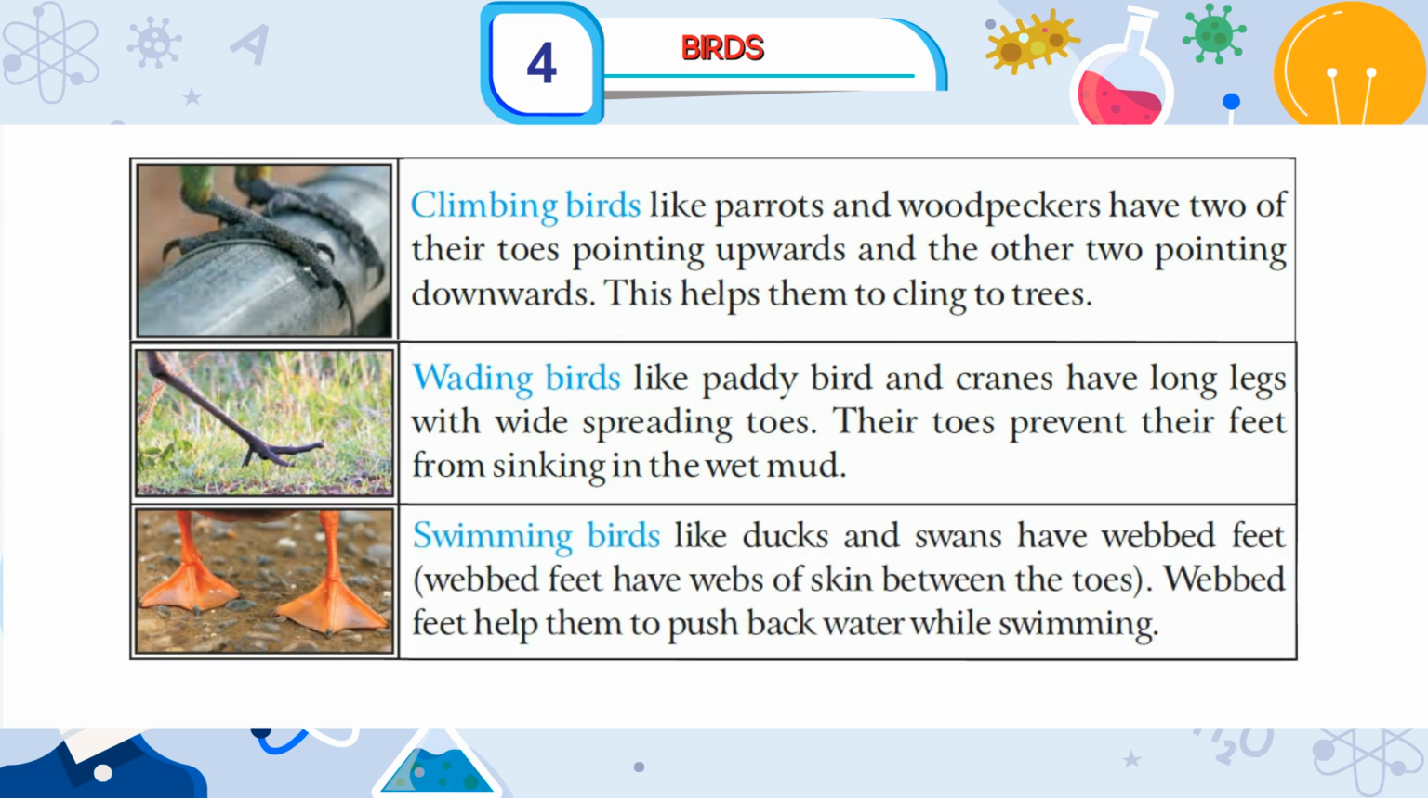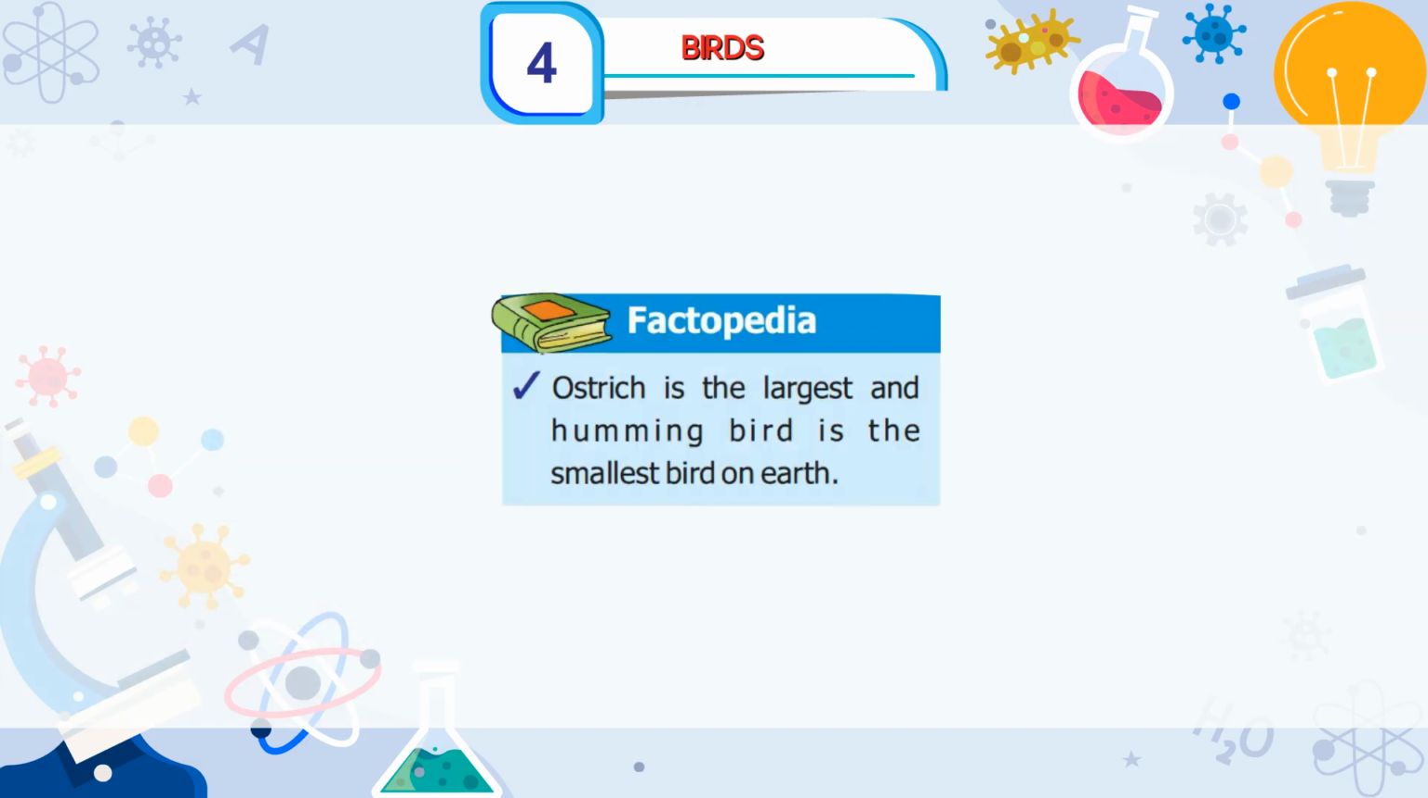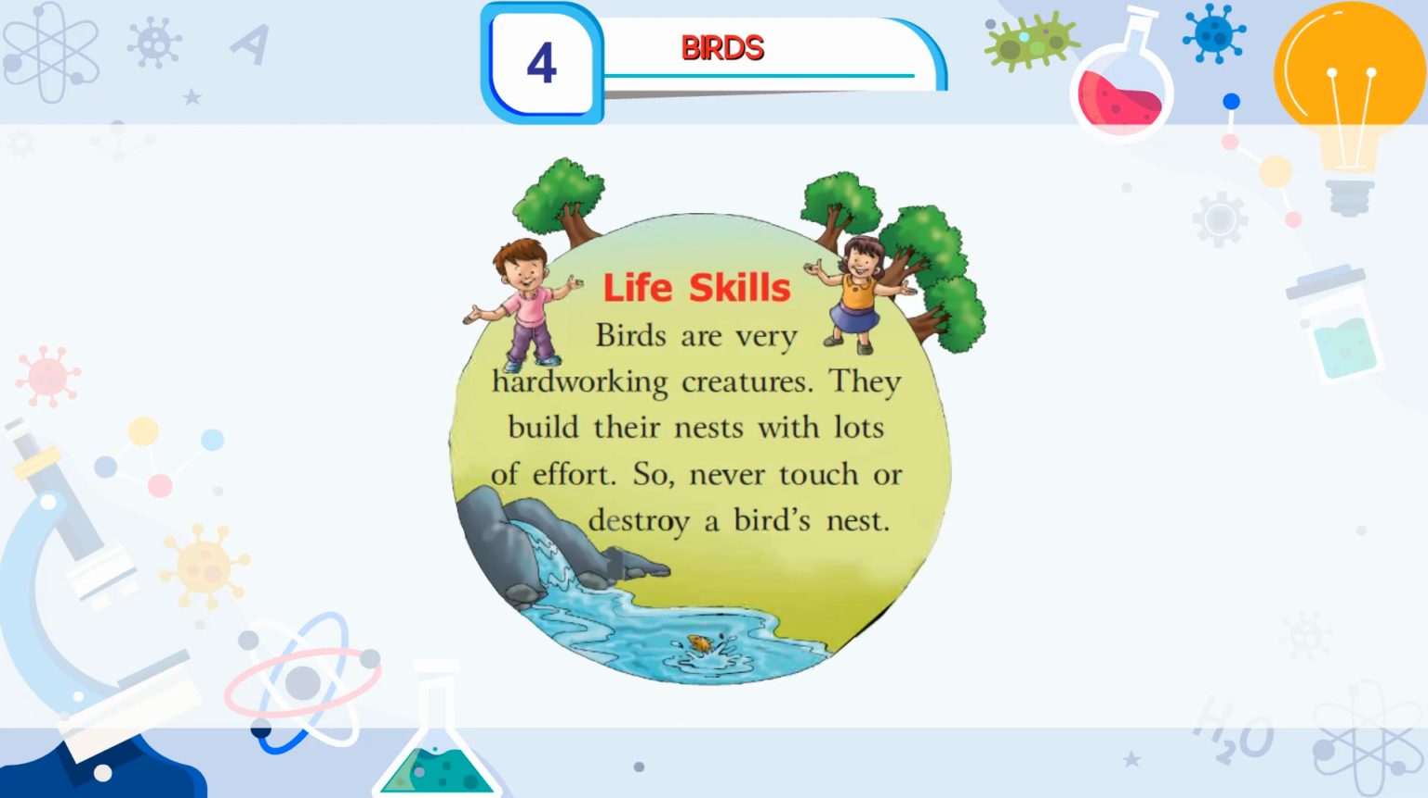Swimming birds like ducks and swans have webbed feet. Webbed feet have webs of skin between the toes. Webbed feet help them to push back water while swimming. Factopedia: Ostrich is the largest and hummingbird is the smallest bird on earth.